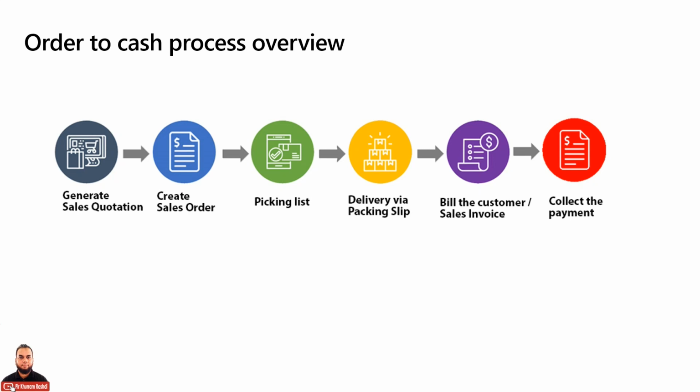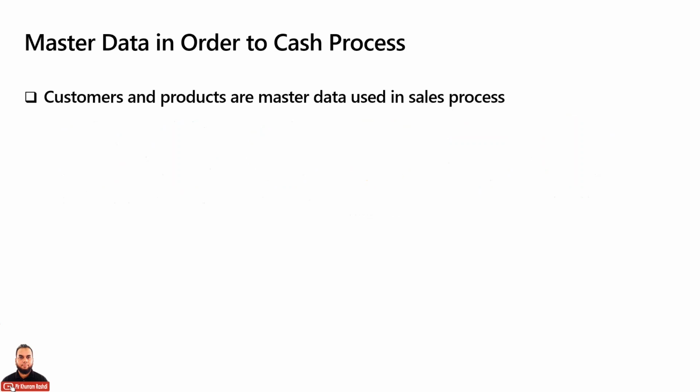Once we book the revenue, we then need to collect our payment to reduce account receivable and to increase our bank account. That will be the last step in the order to cash process, which is the collection of the payment via customer payment journal. We will begin with master data in the order to cash process. Customers and products are two master data required in the sales process, because without products we cannot generate the sales lines, and without a customer we cannot generate the sales header.